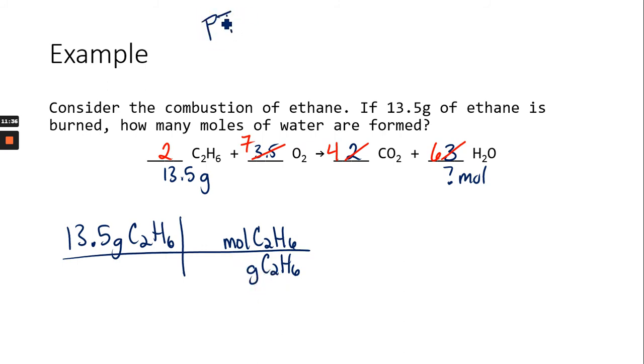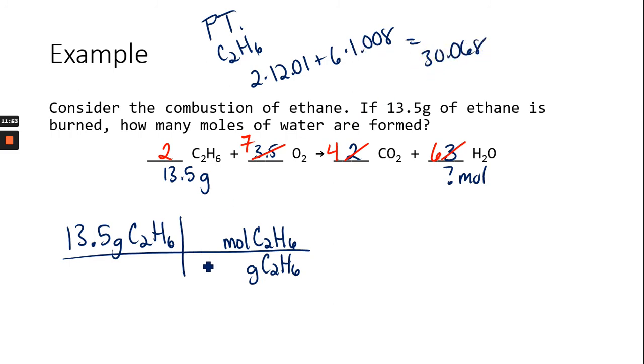So from the periodic table, we're going to add 2 carbons and 6 hydrogens. So 2 times 12 plus 6 times 1 gives us 30.068 for every 1 mole. When we multiply and divide, the grams will cancel. We're at moles. We're going to use our mole ratio, second step, to go from ethane to water.